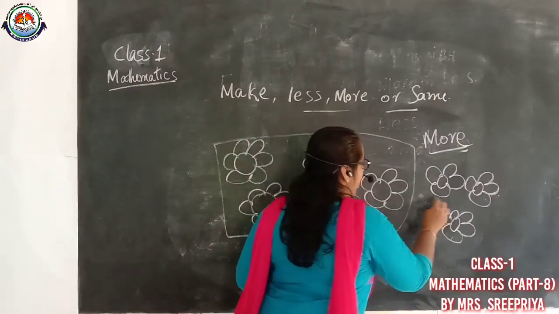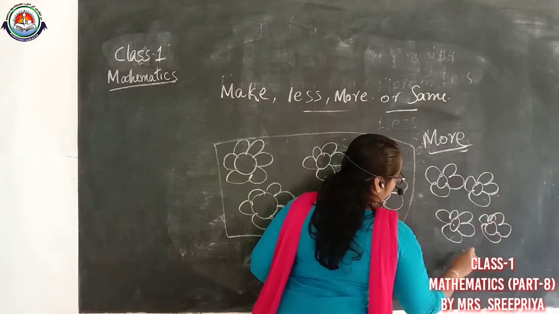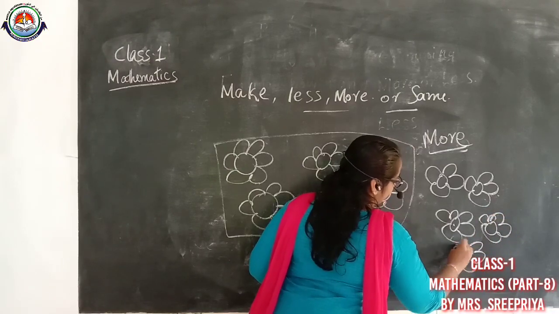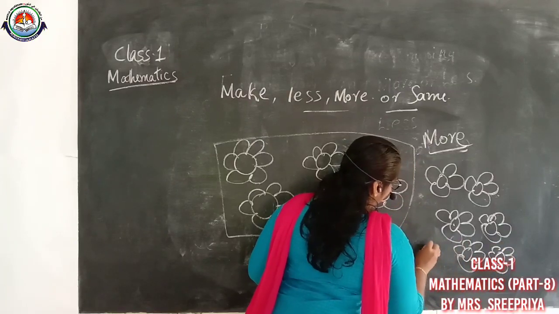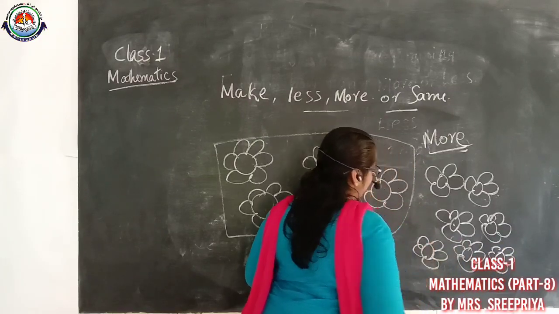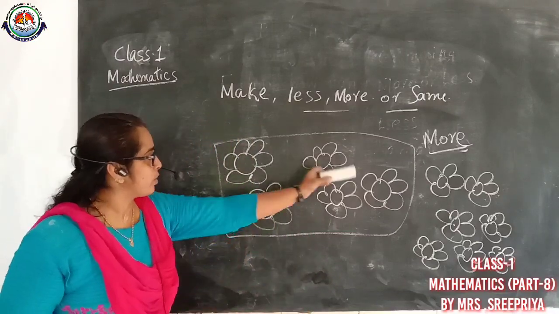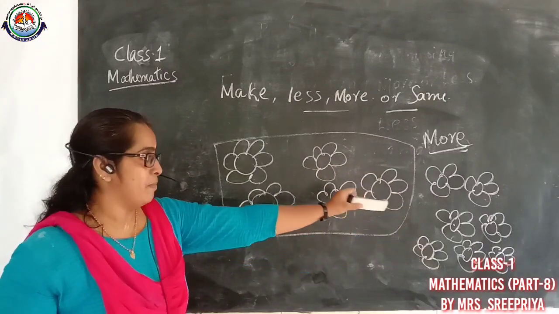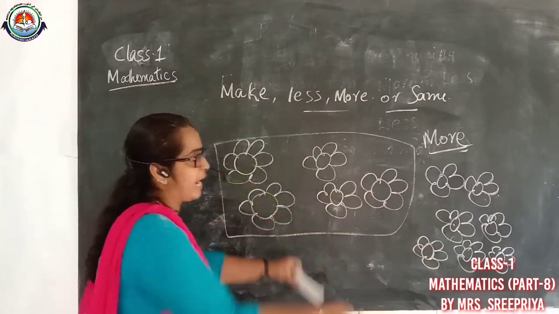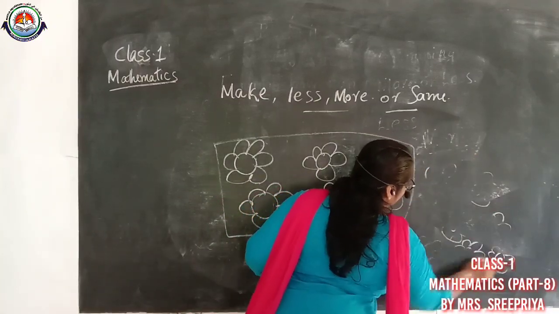So 1, 2, 3 flowers are there. 4, 5, 6, 7. Very good. So we can make it more by drawing more. 7 flowers came. That means it is more than 5. Very good. Okay. Then we need to make it same.